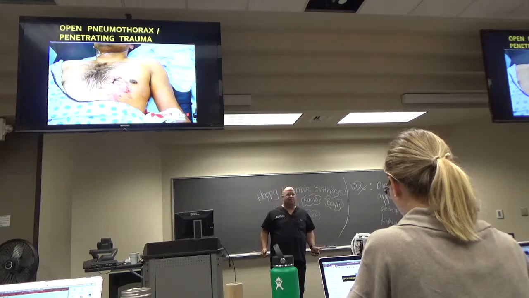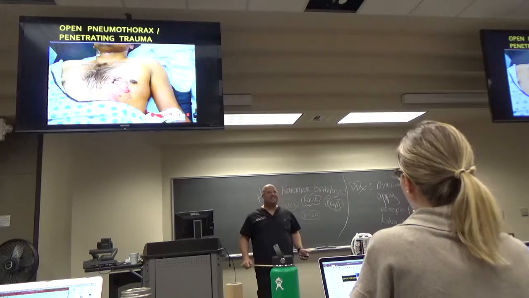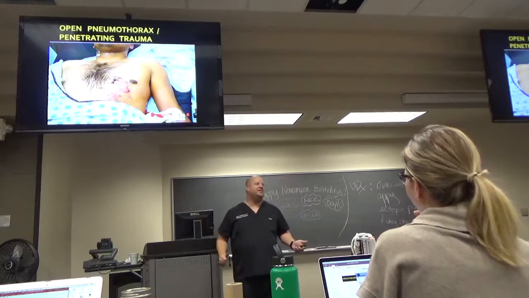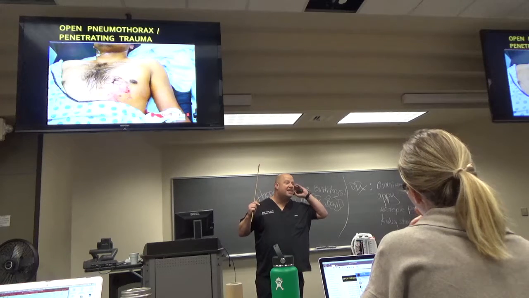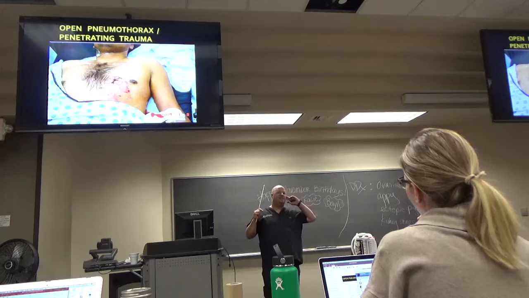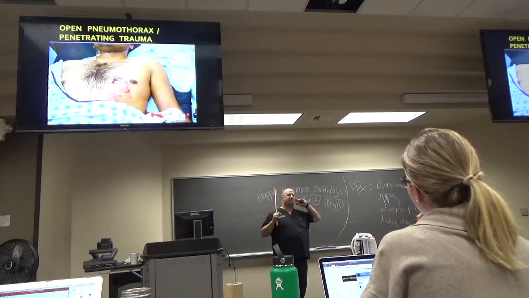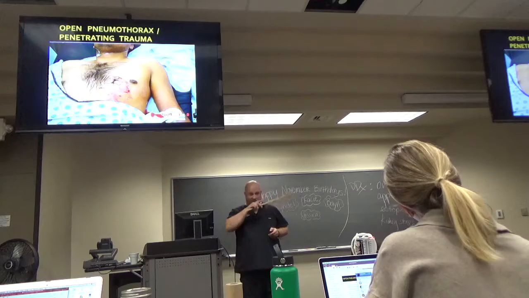What do we want to do with that chest wound? Close it? We want to put stitches in it? No. What do we want to do? So don't close it. What do we want to do? We want to put a dressing on it? What kind of dressing do we want to put on? You can put an occlusive dressing on it, okay?